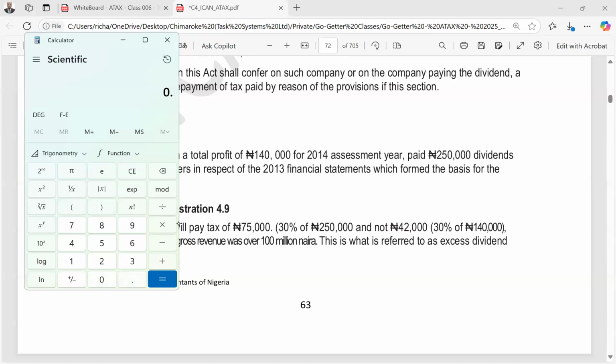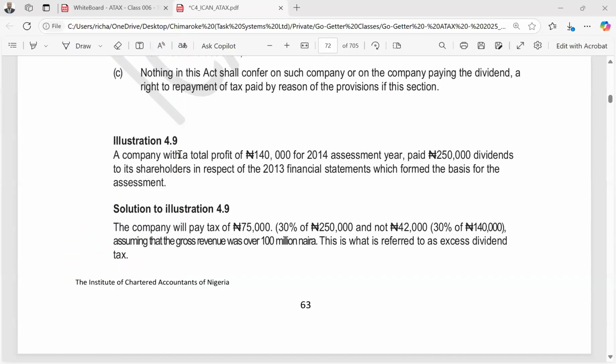Zero point three times 250,000 will give you 75,000. Now compare it with 140,000, which is the total profit. 140,000 times 30% is 42,000. Which one of them is higher? 75,000 is higher, so the company will pay tax on 75,000 instead of 42,000.